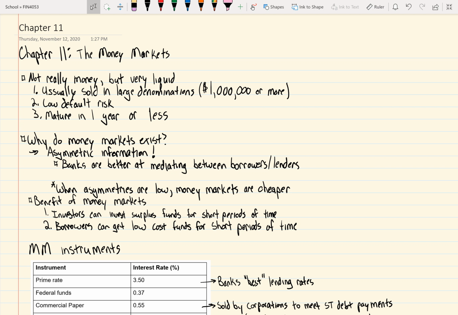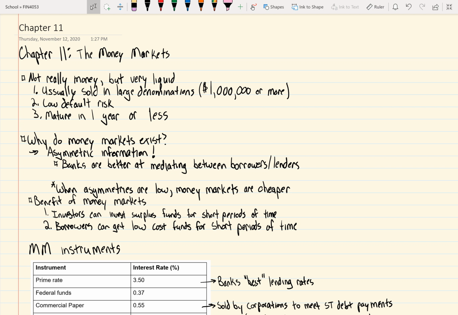And there's three other attributes of the instruments in money markets. They're usually sold in large denominations, in increments of $1 million or more. They carry a very low default risk, like I said, and they mature in 1 year or less, and in most cases less than 120 days. So they're very short-term, very, very low-risk assets.